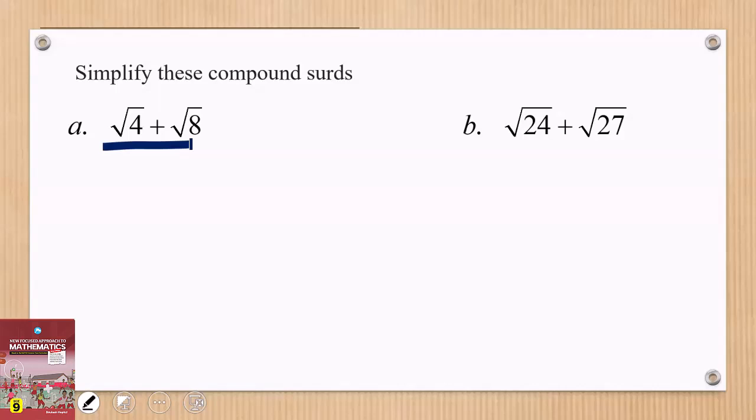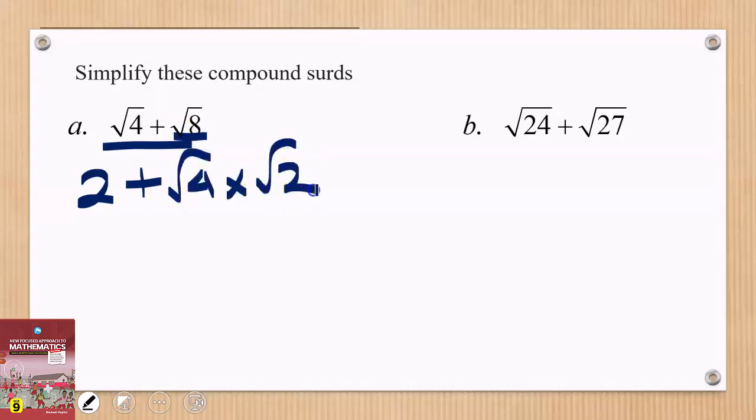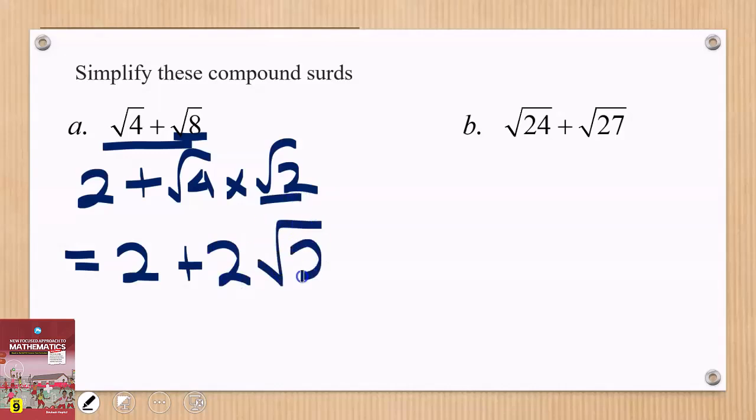Now, how do we simplify this? We will do them one after the other like we did with the simple ones. So what is root 4? Since 4 is a perfect square, root 4 can simply be just 2, plus root 8. Now, what perfect square can divide 8? 4. So root of 4 times root of 2 will give us root of 8. In the simplest form, we can do 2 plus 2 root 2.